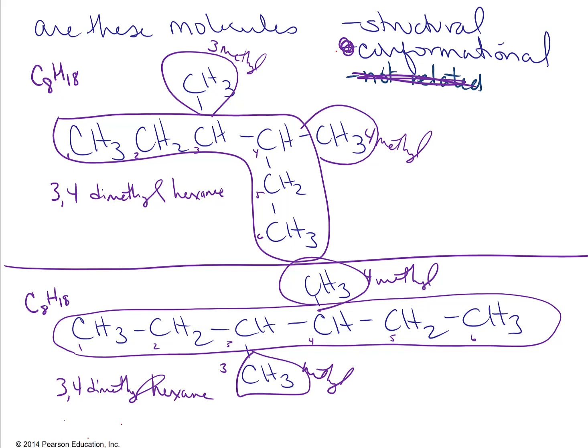So make sure you count your carbons first. Count your carbons, because the hydrogens are always going to be times 2 plus 2. It'll always be that way. You're not going to end up finding something different. So just compare the number of carbons, because that's really the key thing.